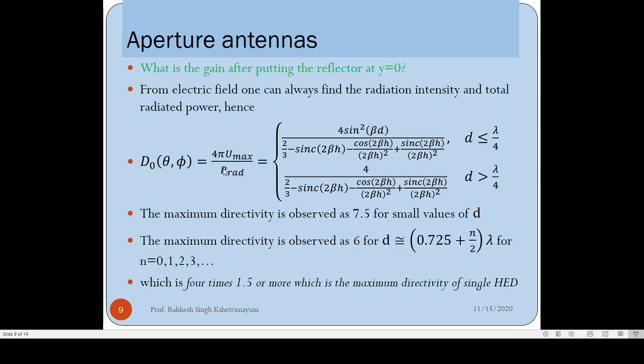I'm interested in the maximum directivity. For that I can write this as U max. So 4 pi U max by power radiated, then I will be able to get the directivity of the horizontal electric dipole with a flat plate reflector, and it has a very long expression here. You can derive it. If you have difficulty deriving it, you can use Mathematica or MATLAB and find the integrations. So we have two expressions. One is for d less than or equal to lambda by 4, and the other for d greater than lambda by 4. So this expression has a breakpoint where d is equal to lambda by 4.